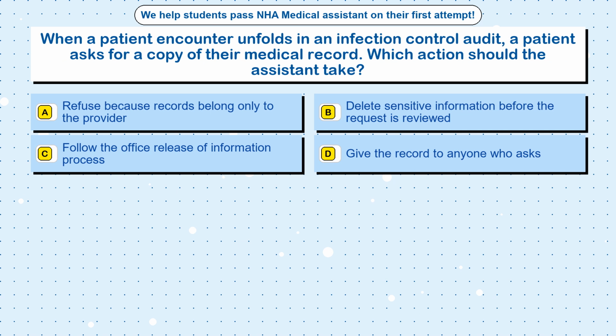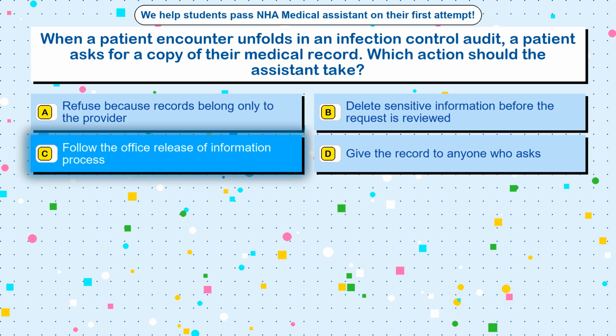Question 58. When a patient encounter unfolds in an infection control audit, a patient asks for a copy of their medical record. Which action should the assistant take? Option A. Refuse because records belong only to the provider. Option B. Delete sensitive information before the request is reviewed. Option C. Follow the office release of information process. Option D. Give the record to anyone who asks.